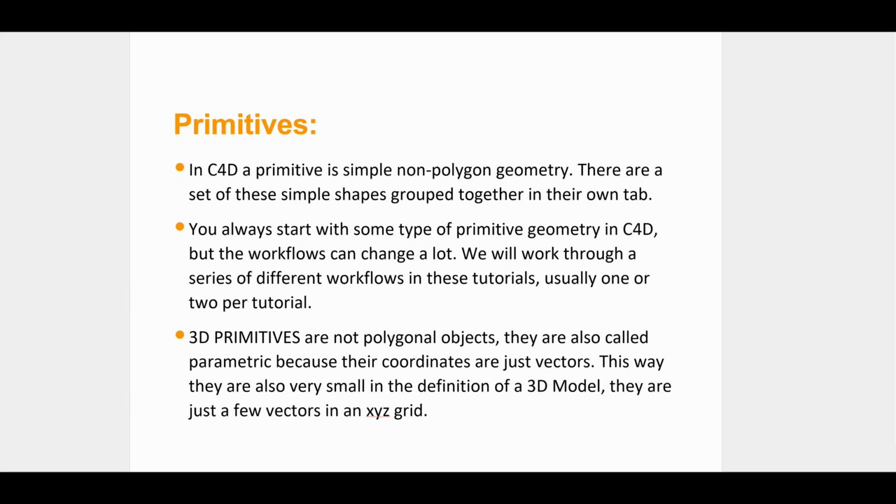3D primitives are not polygonal objects. They are also called parametric because their coordinates, their corners, are just vectors. This way, they are also very small in the definition of a 3D model. They are just a few vectors in an XYZ grid. Some primitive shapes that you might recognize are cubes, pyramids, cylinders, spheres, and torus.